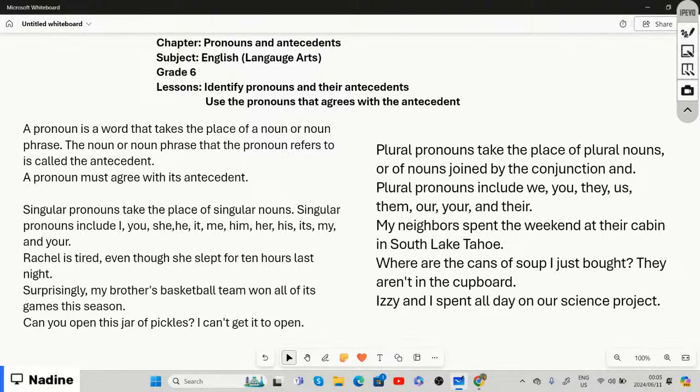All right. So when it comes to pronouns and antecedents, a pronoun is a word that takes the place of a noun, right? Remember, nouns name people, places, animals, or things. So a pronoun takes the place of a noun or a noun phrase. And the noun or the noun phrase that the pronoun refers to, we call that the antecedent.